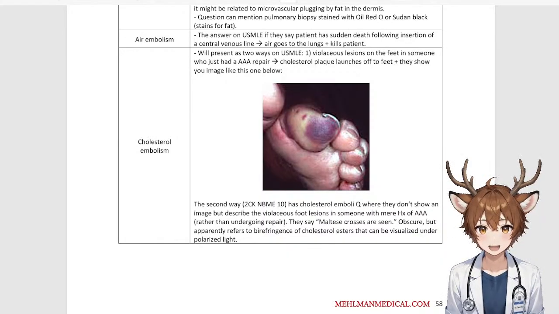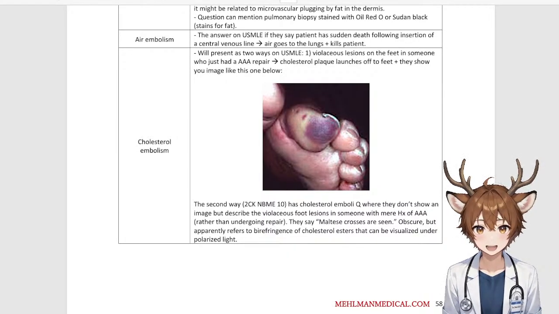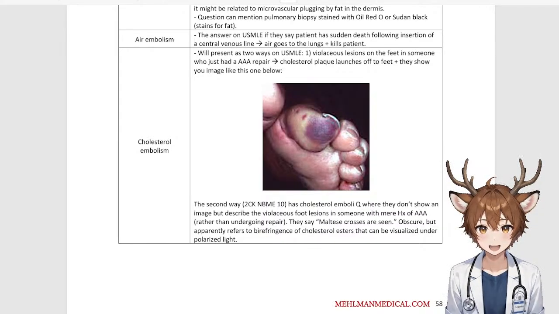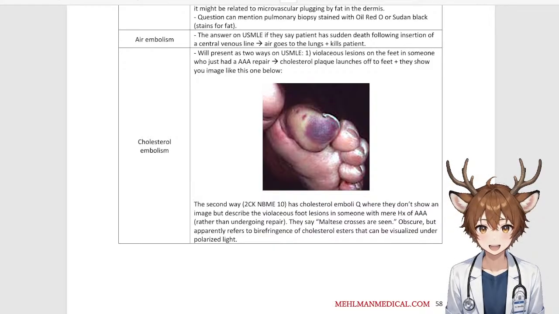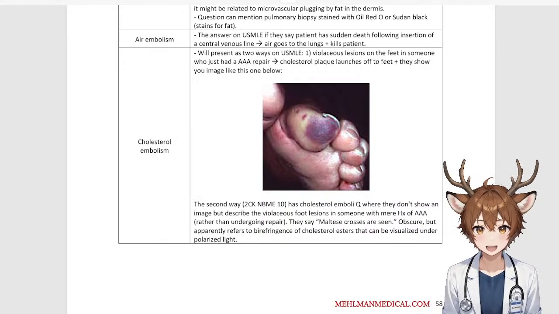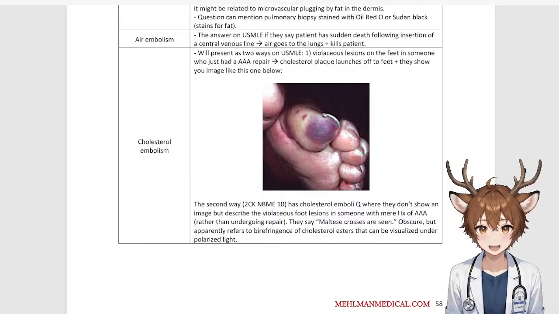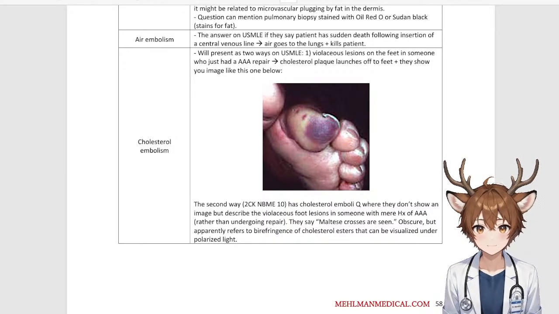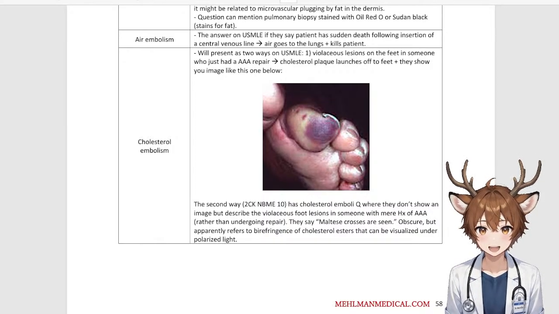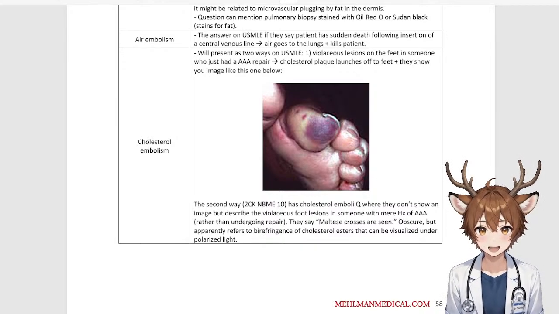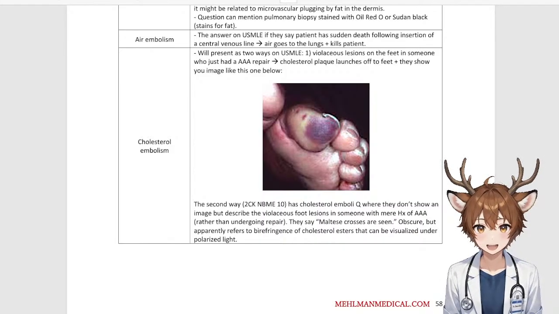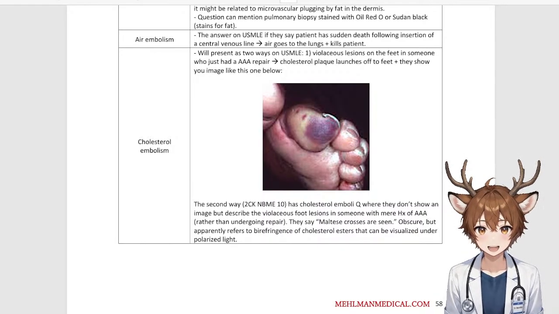Cholesterol embolism will present in two ways on USMLE. One, violaceous lesions on the feet in someone who has just had an AAA repair, that is, abdominal aortic aneurysm repair. Cholesterol plaque launches off to the feet, plus they show an image that looks like this one below. The second way, the 2CK-MBME10 has a cholesterol emboli question, which doesn't show an image but describes violaceous foot lesions in someone with mere history of AAA rather than undergoing repair. They say Maltese crosses are seen, obscure, but apparently this refers to the birefringence of cholesterol esters that can be visualized under polarized light.